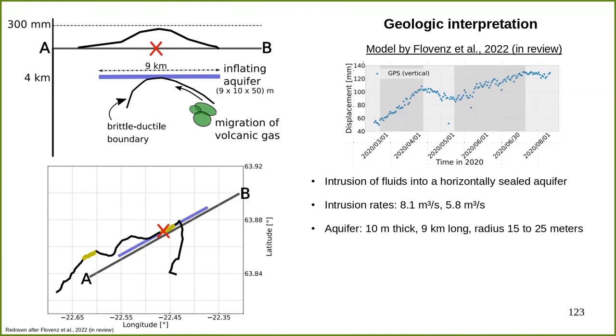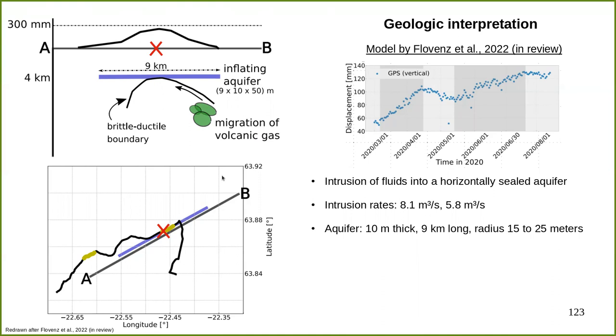The volcanic gas migrates along the brittle ductile boundary, which domes up beneath the point where the maximum uplift was measured. Here it intrudes into an aquifer at approximately 4 kilometers depth, creates a strong pressure, which finally induces the uplift between the points A and B.